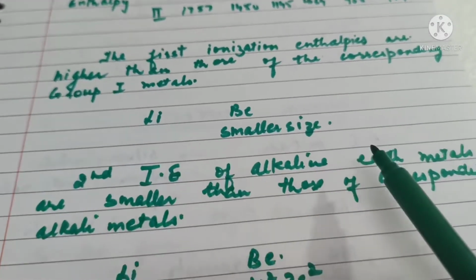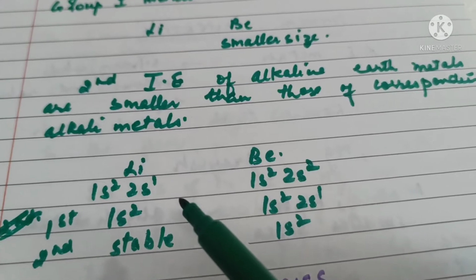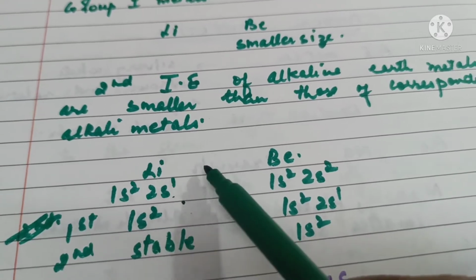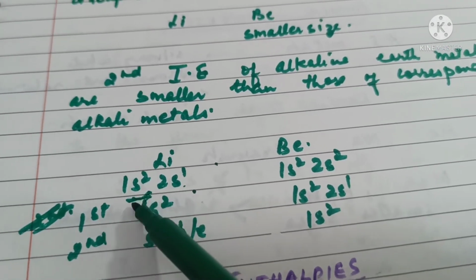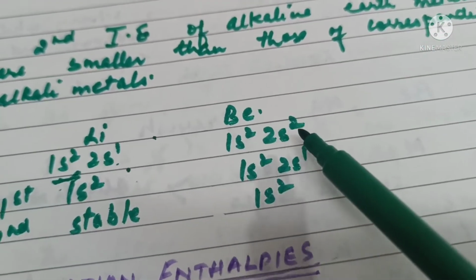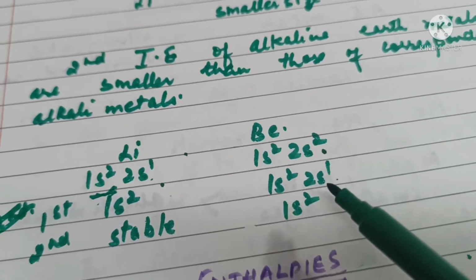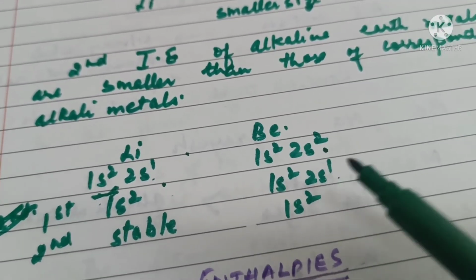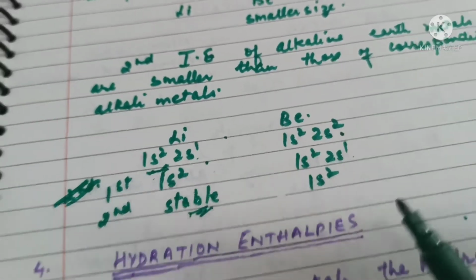The second ionization enthalpy values of alkaline earth metals are smaller than those of corresponding alkali metals, because in alkali metals the outermost shell has 1 electron. Once it is removed, the second electron will be removed from a stable noble gas configuration, so higher energy is needed. Whereas in the case of beryllium, after removal of 1 electron, 1 is still left, and to remove this electron it will be easier because after removal a stable configuration is achieved. So the second ionization enthalpy of alkaline earth metals will be less than that of alkali metals.